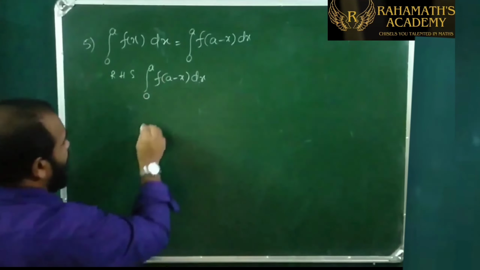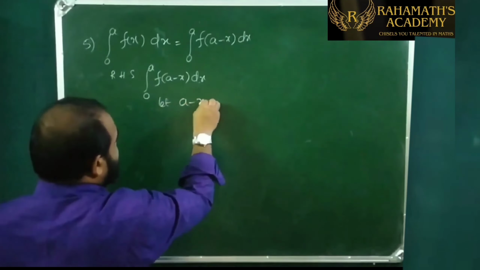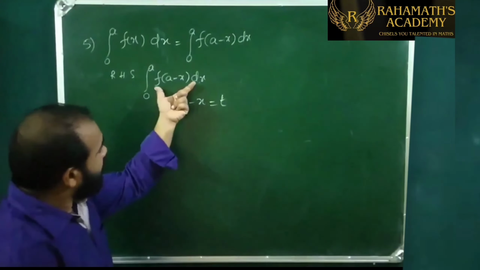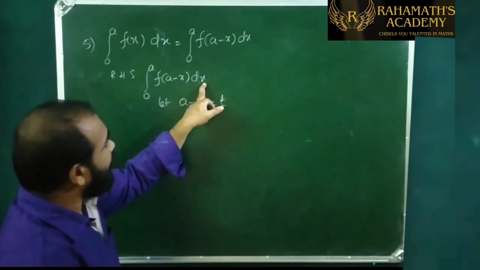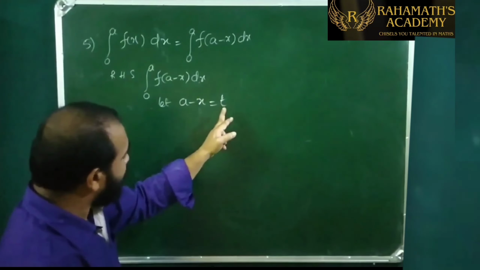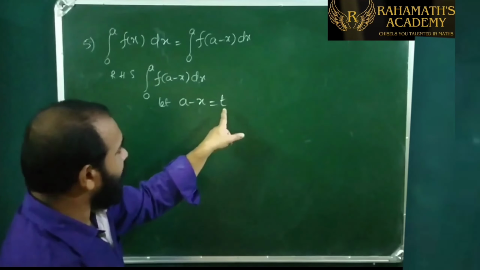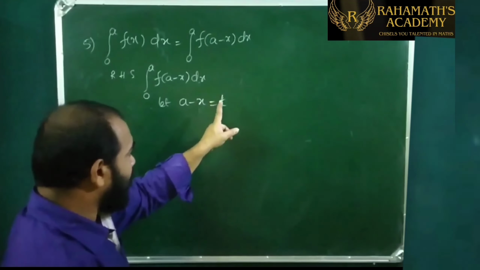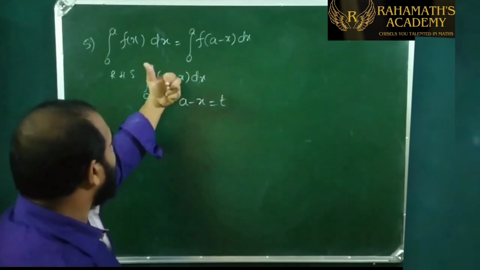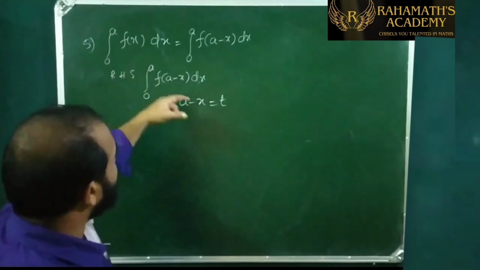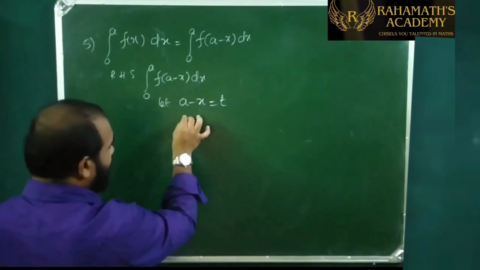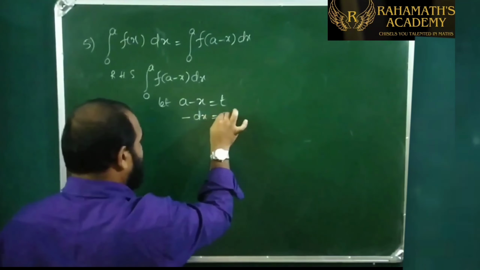This I have considered. Let a minus x equal t. I am substituting this. x is the variable of integration, so this x we are trying to change into another variable t. For this t we need to find the fresh limits of t also. So a minus x is equal to t. If you differentiate it, minus dx is equal to dt.